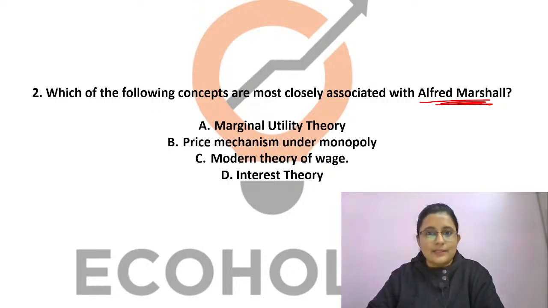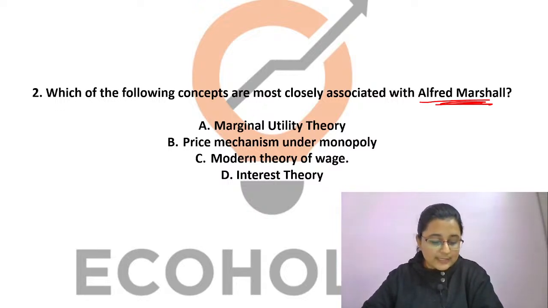This is a very easy question, by the way. Please write down your answer in the chat box. What should be the answer of this question? Whether marginal utility theory, or option B, price mechanism under monopoly, option C, modern theory of wage, or option D, interest theory. What should be the right answer? I am just looking at the chat box so that I can see your reply. Please tell.